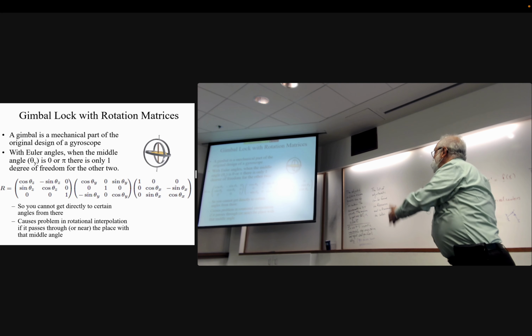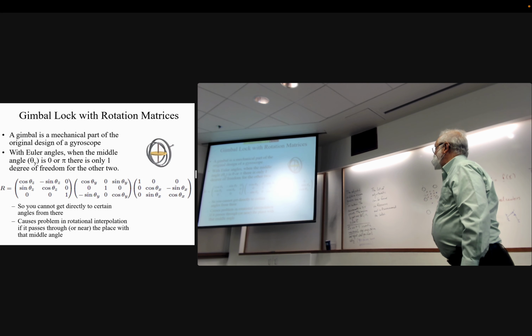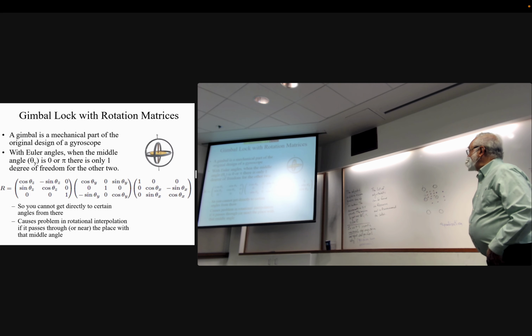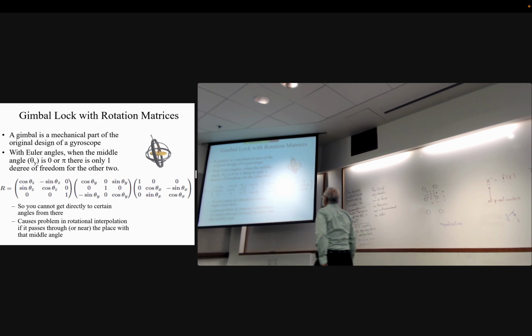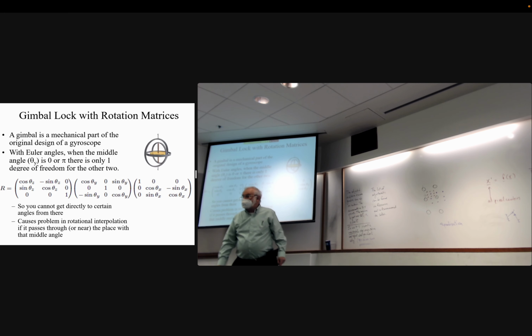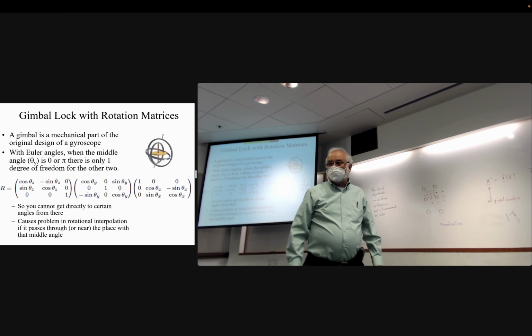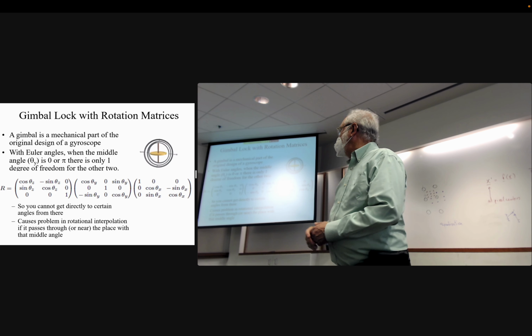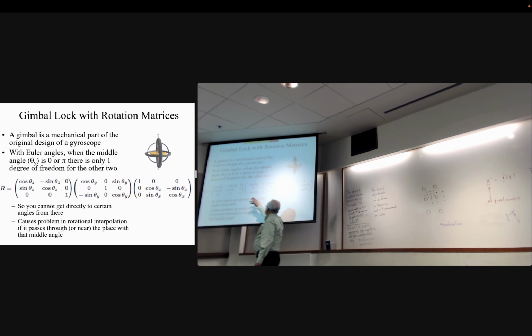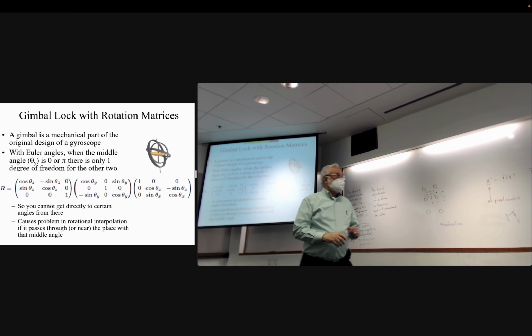And the problem is, as given here, something called gimbal lock, which says basically if the middle angle is 0 or pi, you don't have full freedom on x rotations and z rotations, which is to say there exist rotations that you can't get to easily once you're stuck with this particular situation.